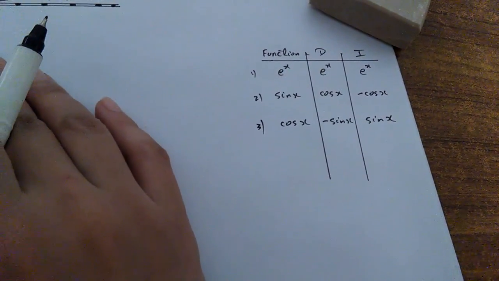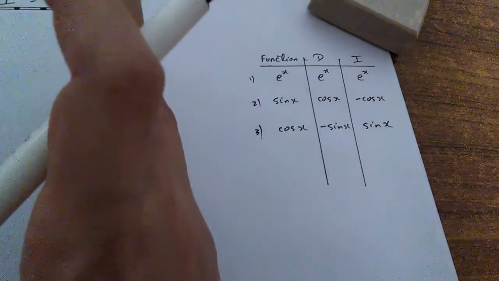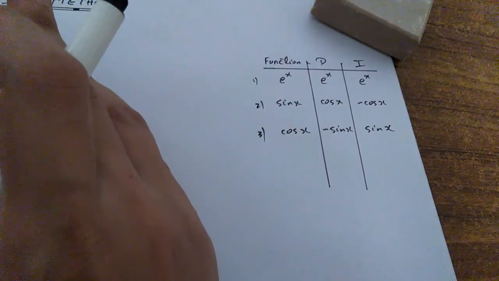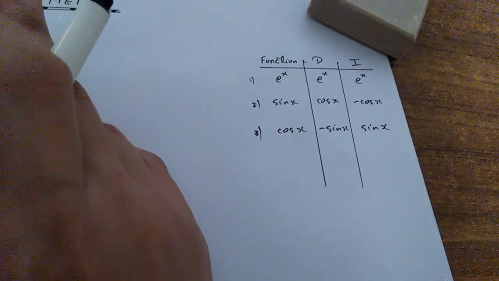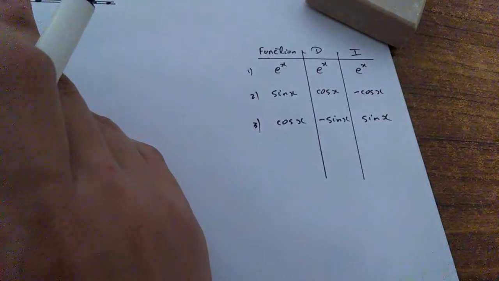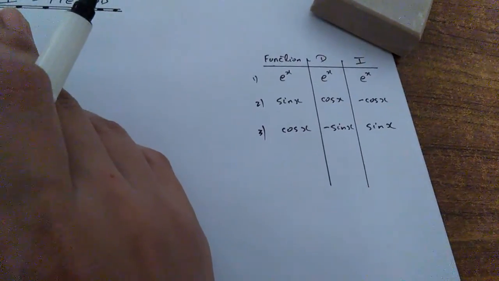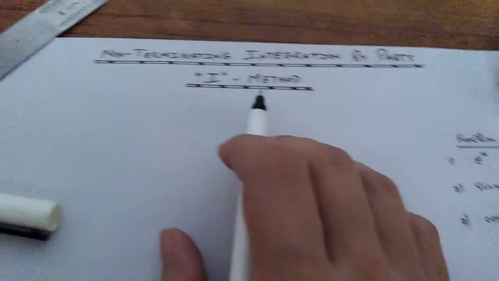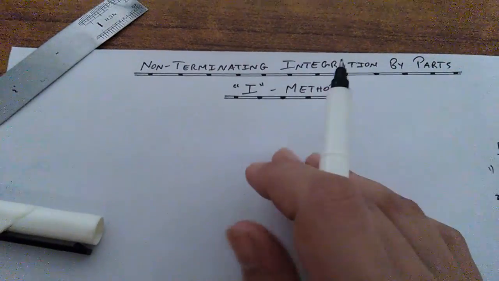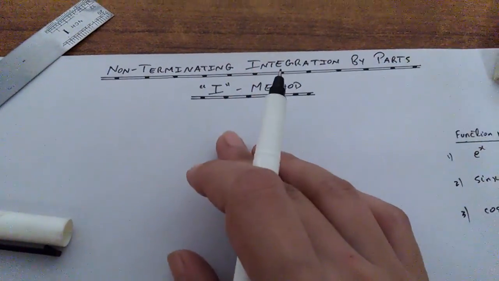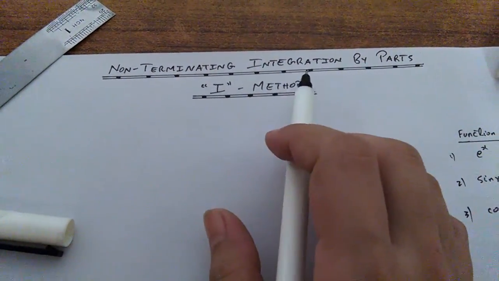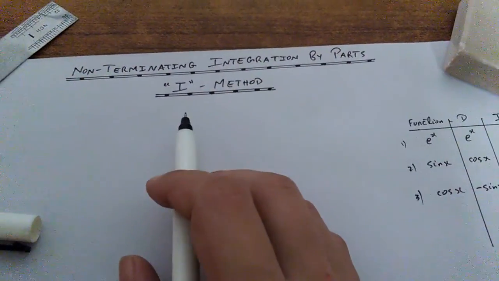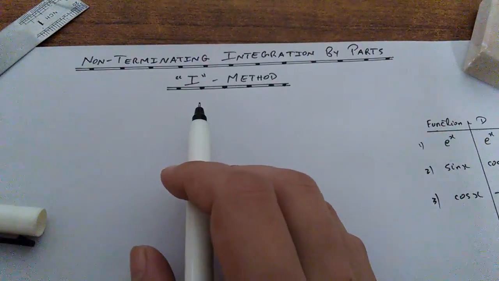So how are you going to evaluate such an integrand? You are performing integration by parts, but it is not bringing any end, it is not giving you a final answer. So what is the way of handling such cases? The way is the I method here. I'm going to do two examples related to non-terminating integration by parts involving the product of such functions. So let's have a look at the very first example.